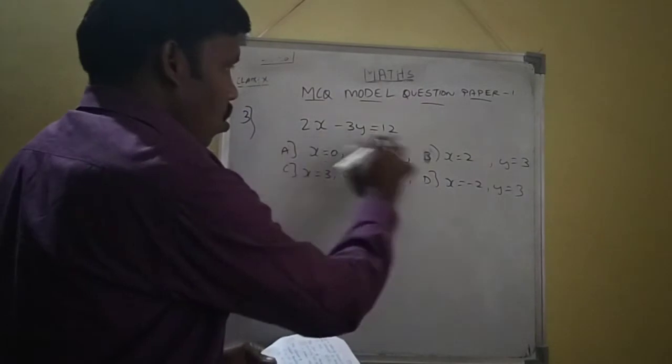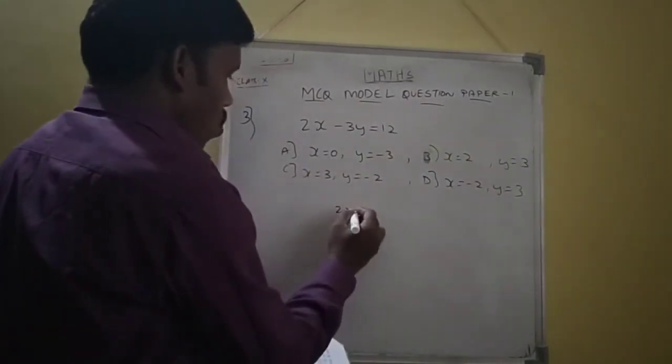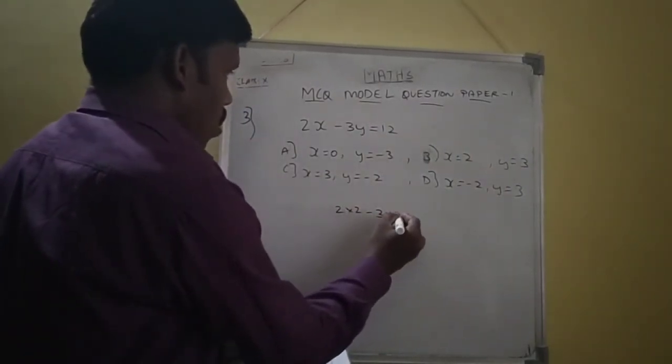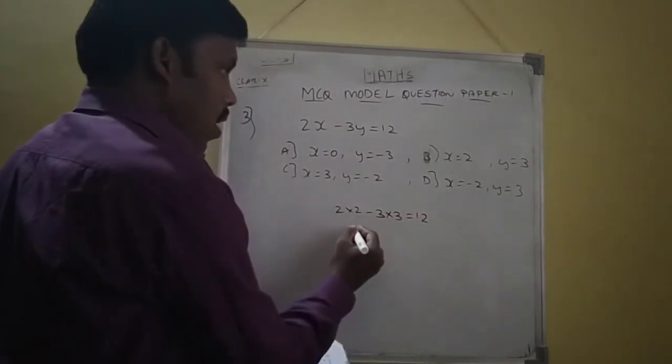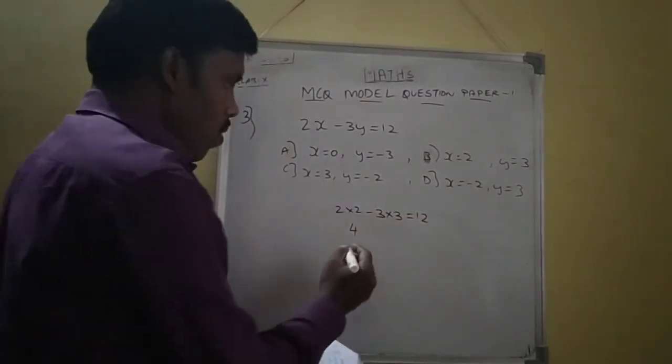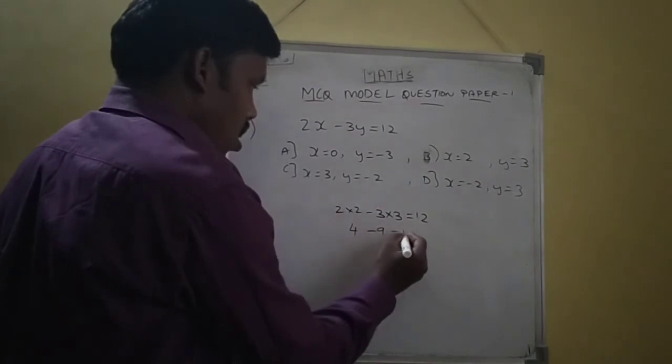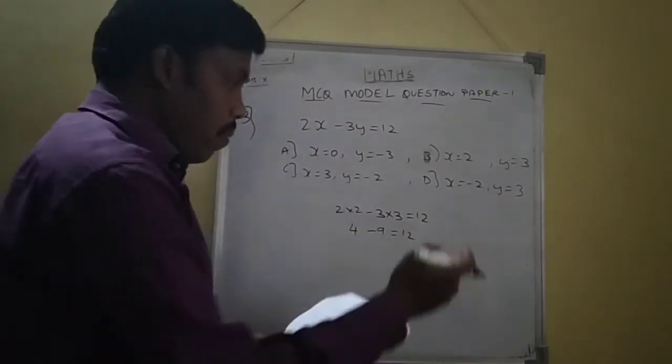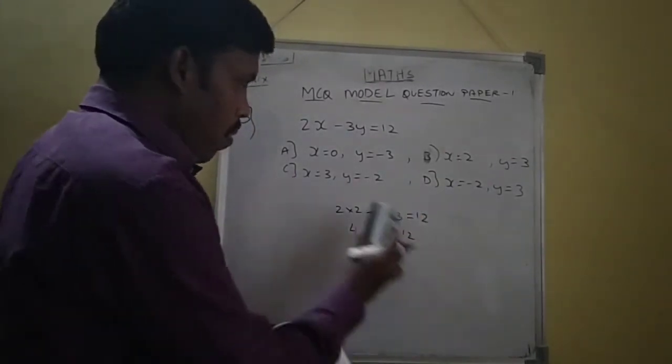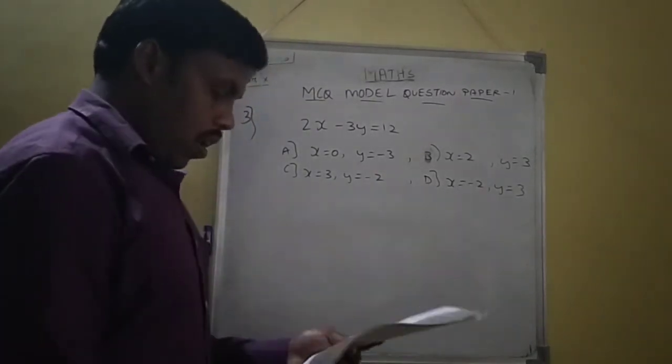Again, substitute x is equal to 2 and y is equal to 3. So 2 into 2 minus 3 into 3 is equal to 12. So what do we get here? 4 minus 9 is minus 5. Again, minus 5 and 12 will not be equal. LHS will not be equal to the RHS.